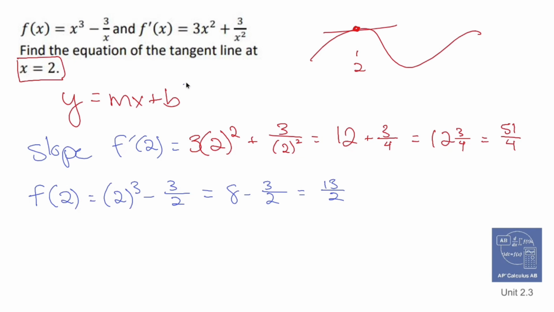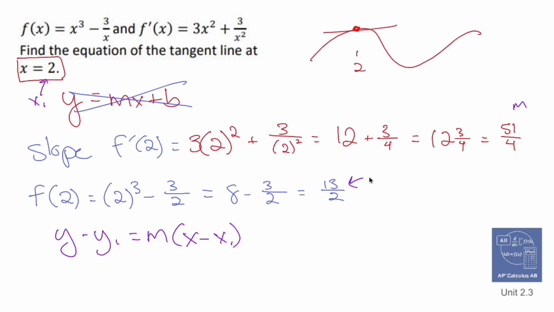So now I'm thinking, I don't like slope-intercept form anymore. I'm going to go with point-slope because I can. Point-slope is y minus y sub 1 equals m times the quantity x minus x sub 1. So I'm going to go that route. This is my m. My point is x sub 1, y sub 1. This is my x sub 1, and this is my y sub 1. So if I wanted to turn all of this information into that, I would have y minus 13 over 2 equals m, which is 51 over 4, times x minus 2.